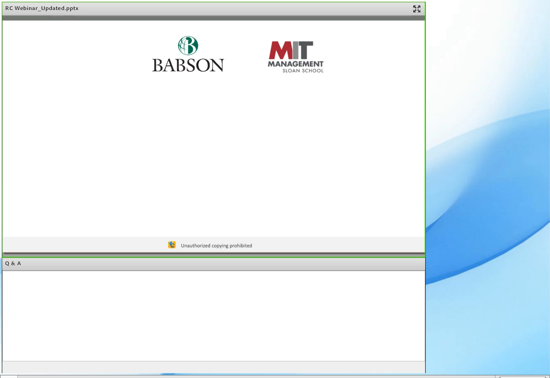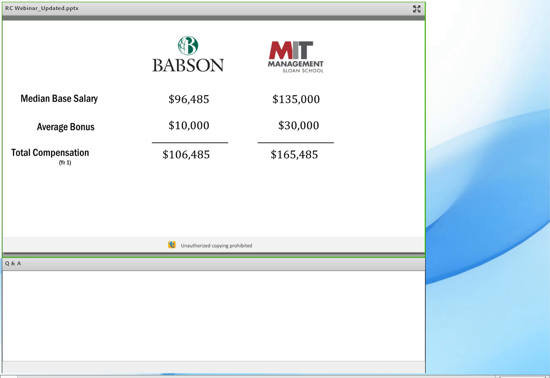So arguably, students who study at Babson and those who study at MIT have access to similar local opportunities. When you look at their median base salaries, they differ by about 40,000. Look at their average bonus, that differs by about 20 grand. Same geography, by the way, 20 miles apart. And for the total first year compensation, the delta is about $60,000.